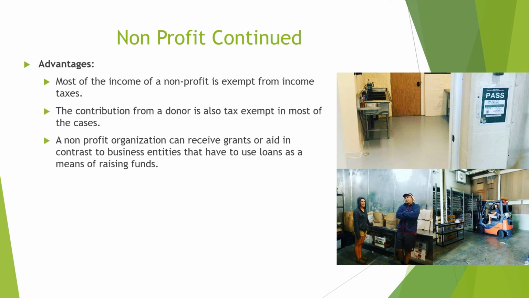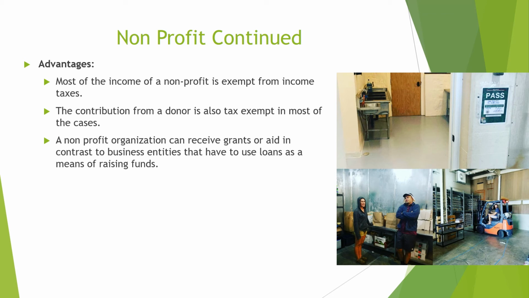All right, so advantages. Most of the income of a nonprofit is exempt from income taxes. The contribution from a donor is also tax exempt in most of the cases. So a lot of you have probably done this before. If we donate money to a nonprofit, we get a letter in the mail, and then we're able to use this to write off the amount of income that we had so that our personal tax liability will be less.